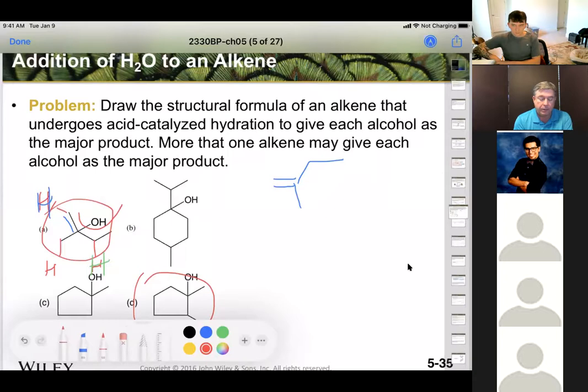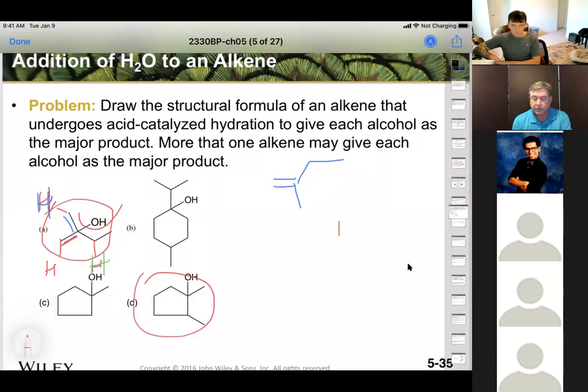Now let's do the red one. If we take the red hydrogen off, we have a double bond here, which looks very similar. It looks like that. So that's basically the same compound, so it would make the same product no matter what.